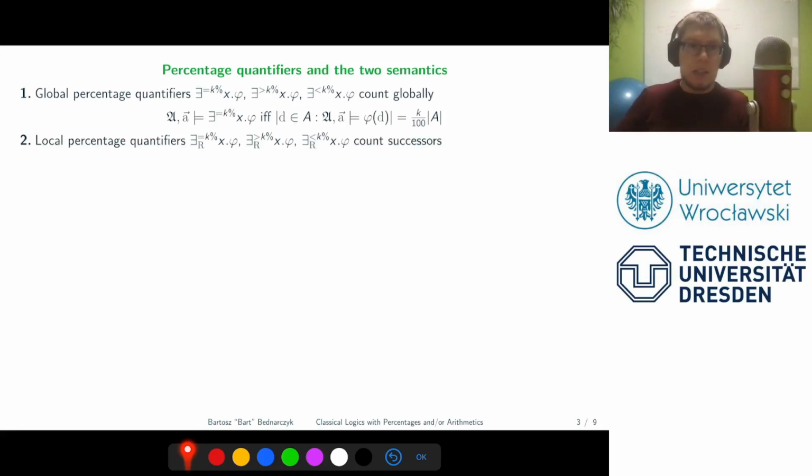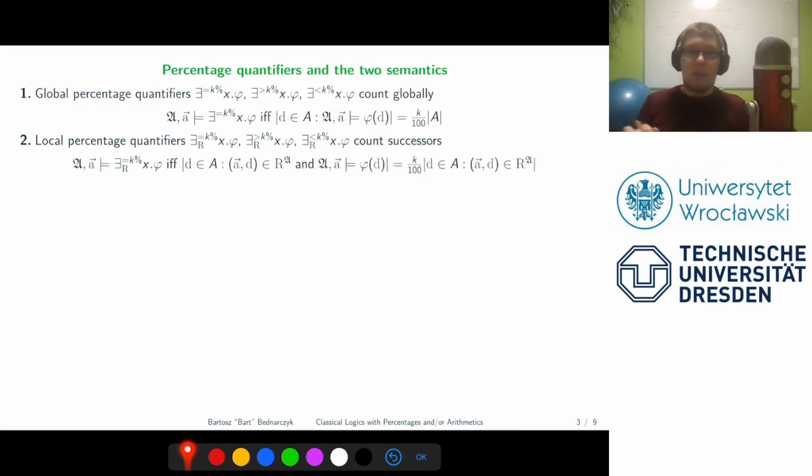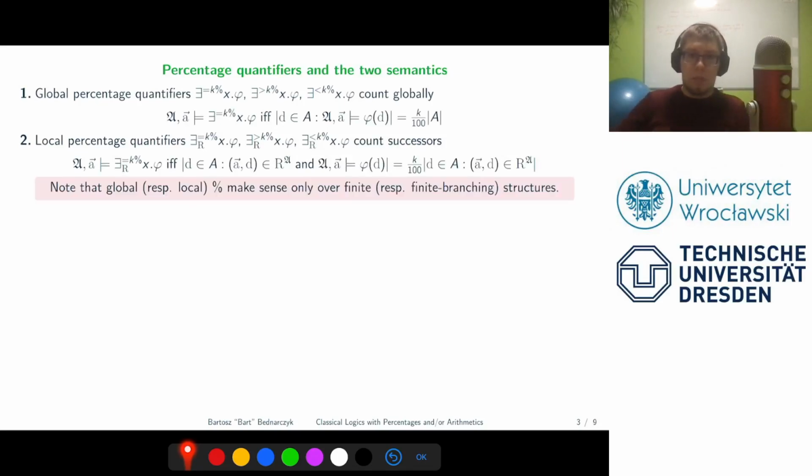Then we have a local semantics of percentage quantifiers, in which the quantifiers are relativized by atoms. Whenever I write a quantifier, "there exist exactly k% R-successors x such that phi", I count all the successors of the R relation, and exactly k% of the successors should satisfy phi. And again, the formal semantics is here, so we can stop the video and check it.